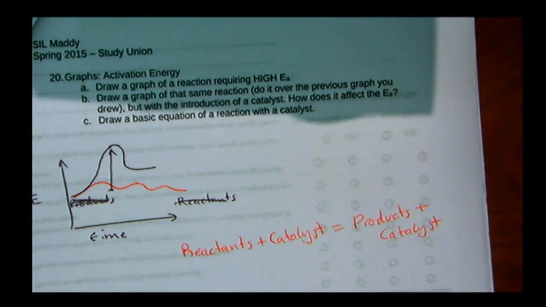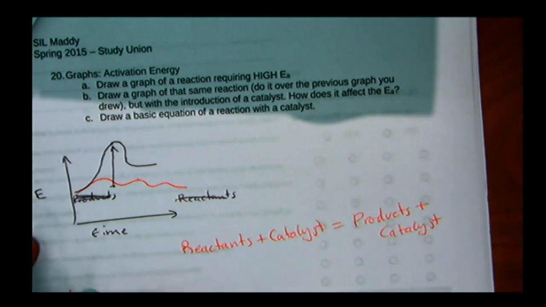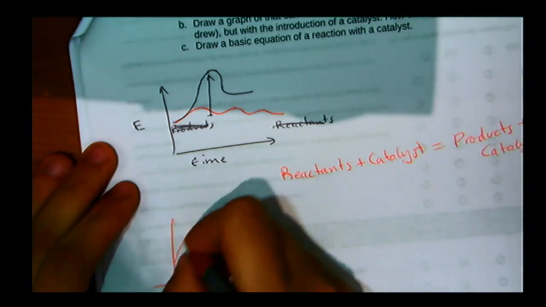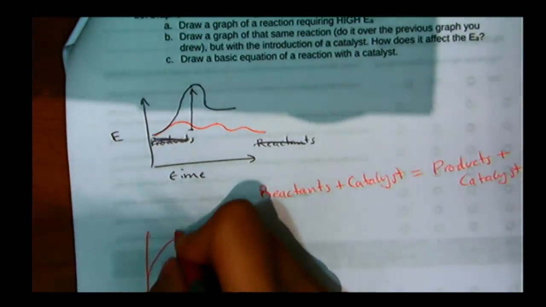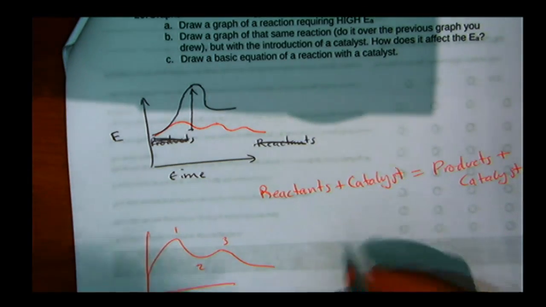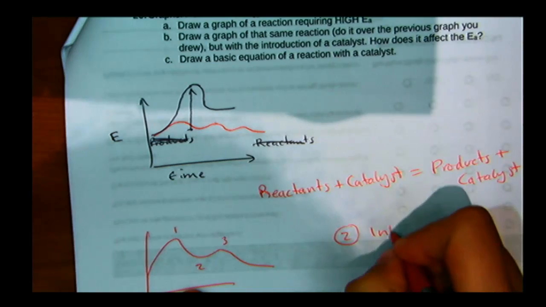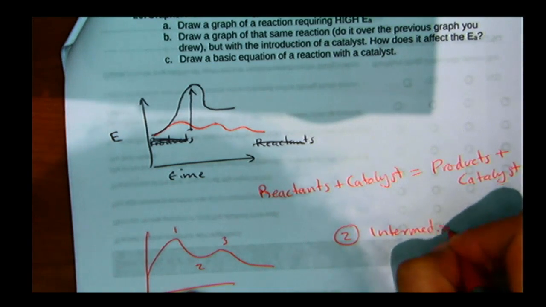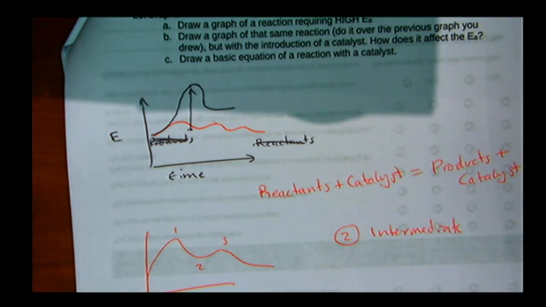What is an intermediate? On our graph, let's draw another graph up, and then let's go like this. So what would our intermediate be? Would it be at 1, 2, or 3? Our intermediate would be at 2. Our intermediate is the place in between the reactants and the products where we settle. It's stable at this point before it reacts again.